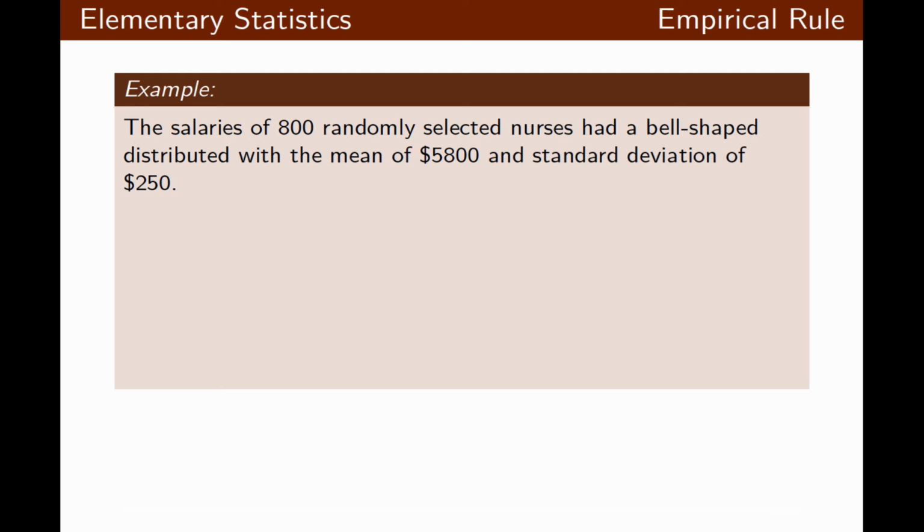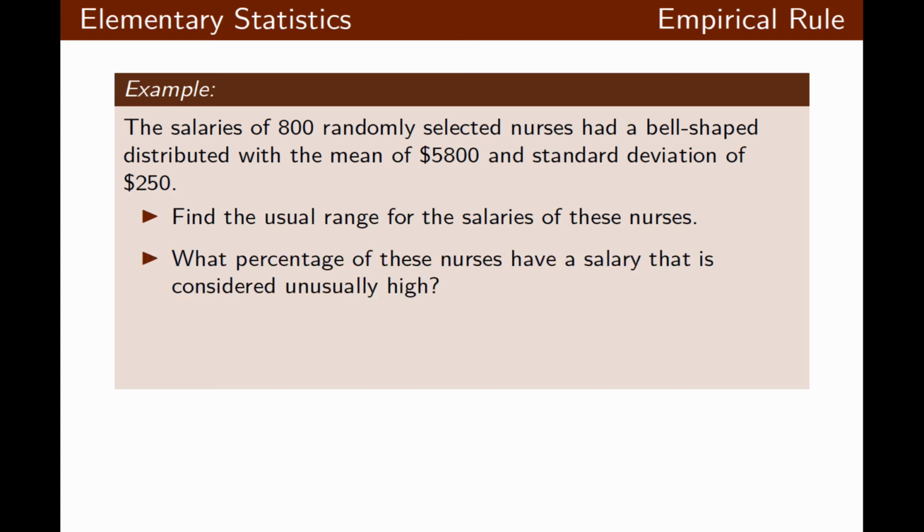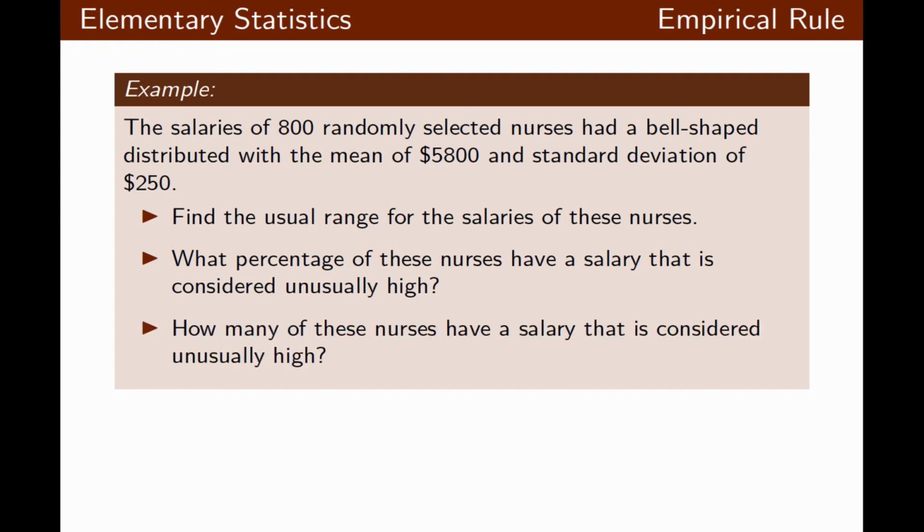In this example, we're given the salaries of 800 randomly selected nurses that have a bell-shaped distribution with a mean of 5,800 and a standard deviation of 250. We want to find the usual range for the salaries of these nurses. We want to find the percentage of these nurses that have a salary which is considered unusually high. And we also want to find how many of these nurses have a salary that is considered unusually high.